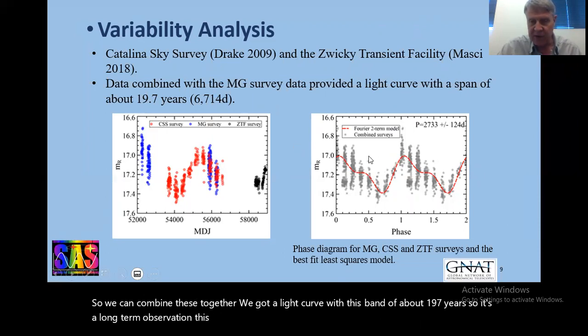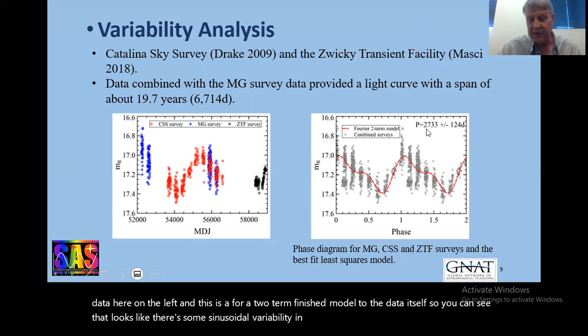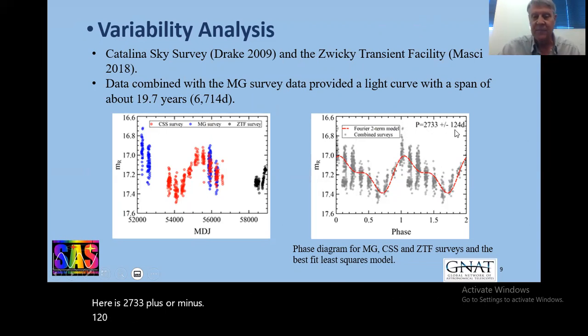Here on the right is a phase diagram of the data on the left, and this is a Fourier 2-term fitted model to the data. You can see there's some sinusoidal variability in here. The period is 2733 plus or minus 124 days.